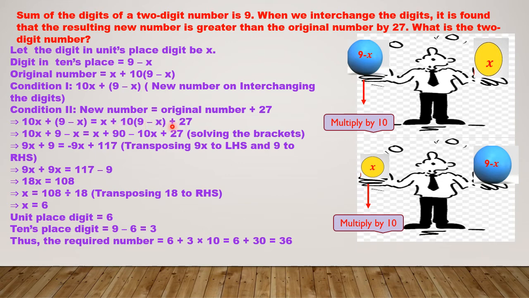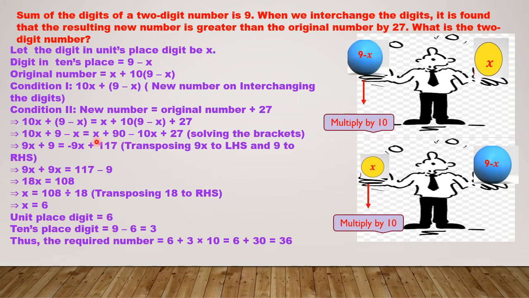Both the things you do simultaneously. You remove the bracket as well as you multiply both the numbers with the 10. Don't forget that you have to multiply both the numbers, right? And then this is called solving the brackets.